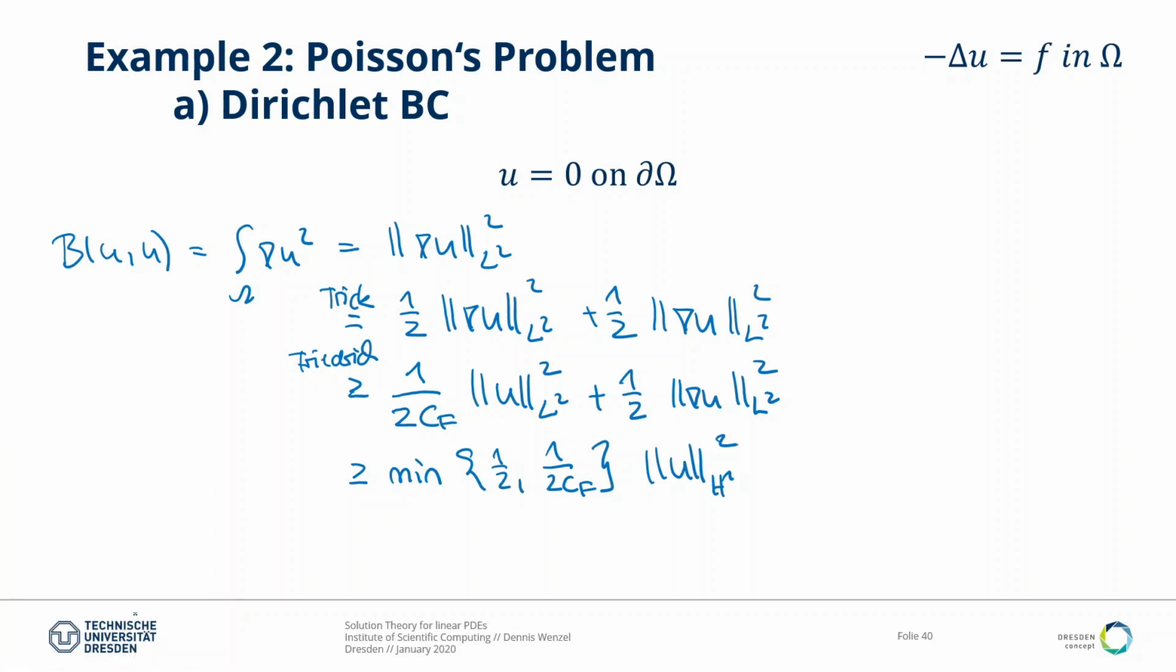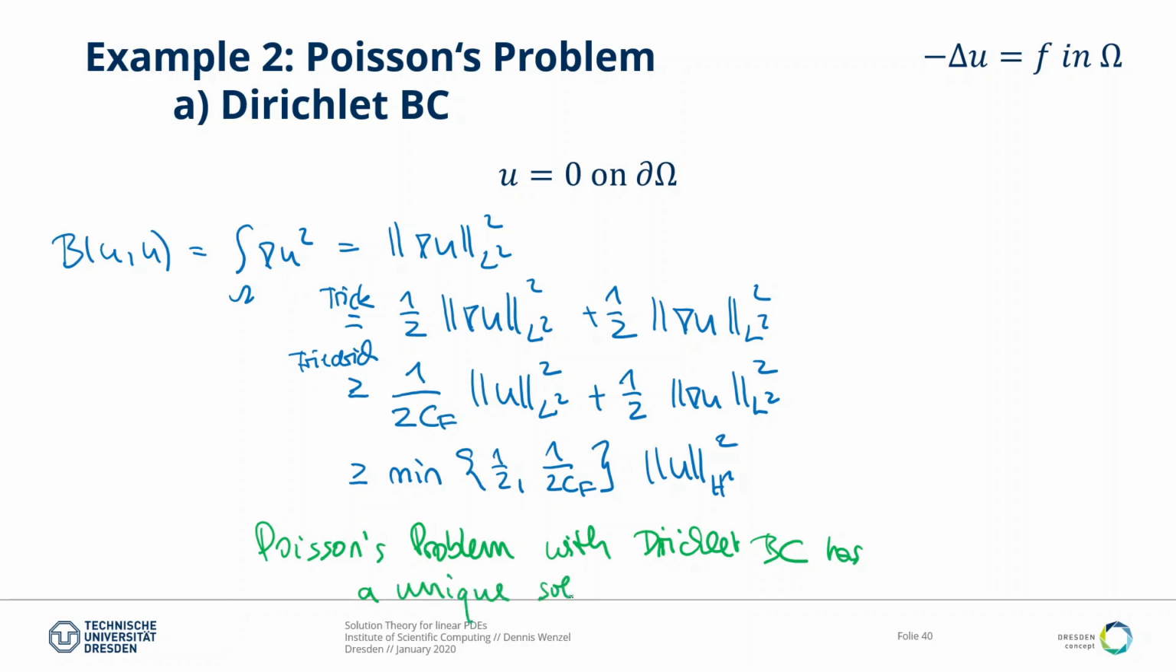So we can conclude here Poisson's problem with homogeneous boundary conditions, homogeneous Dirichlet boundary conditions, has a unique solution. And that is again a result from Lax-Milgram's lemma. And in order to prove coercivity for B, we had to use Friedrichs inequality.